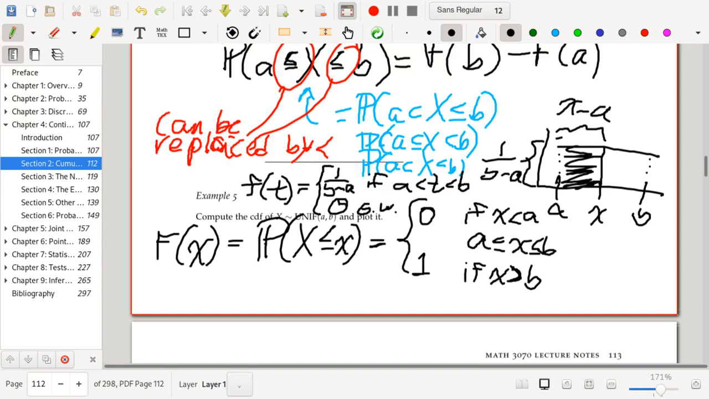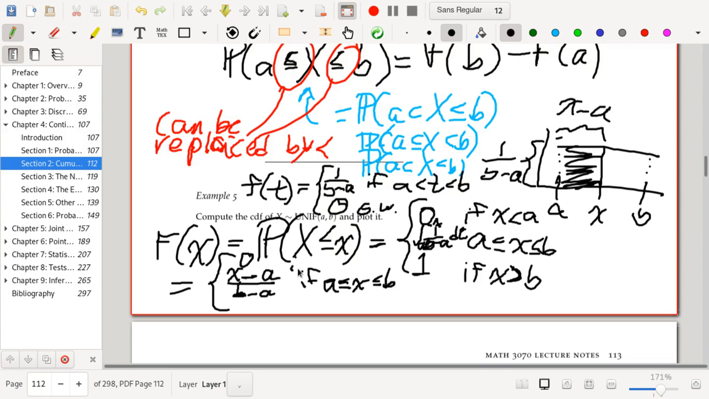But we could also argue via calculus that this is going to be the integral from a to x of 1 over b minus a dt, and that this is equal to x minus a over b minus a if a is less than or equal to x, which is less than or equal to b. And we have 0 if x is less than a, and we have 1 if x is greater than b.